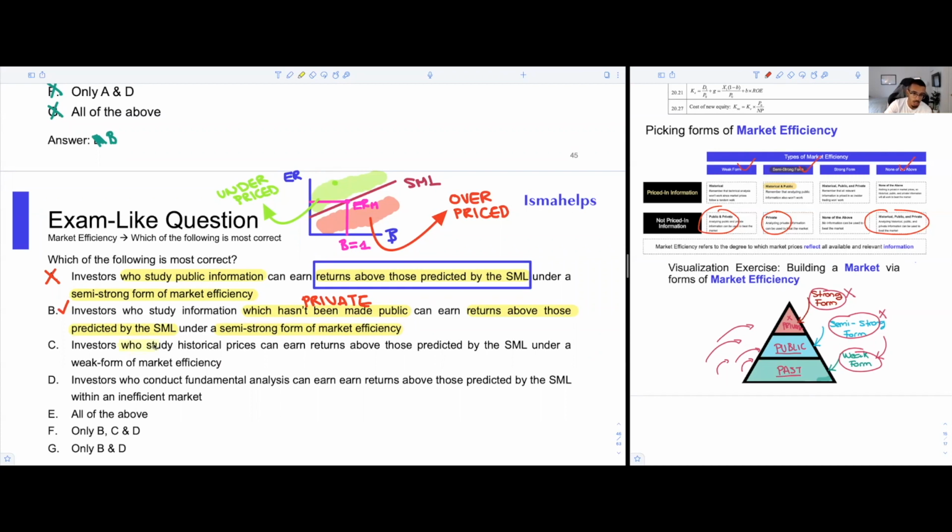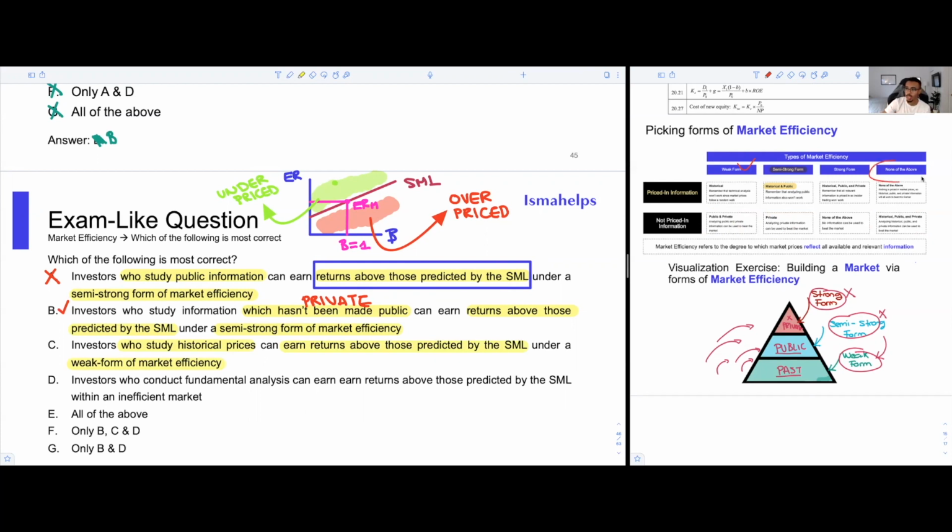So they're going to study historical prices, could earn returns above those predicted by the SML under a weak form of market efficiency. Now, if we go back to our framework, really as easy as that, we know that investors could only earn abnormal returns if they study historical prices under one type of market.